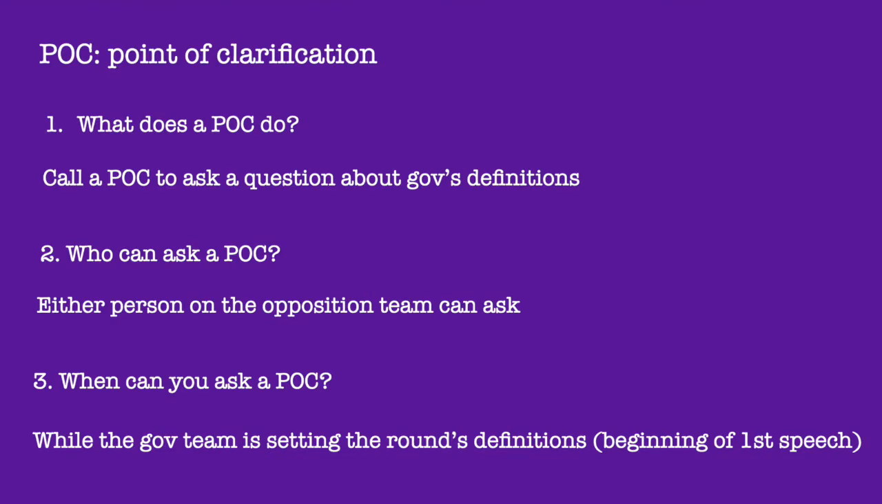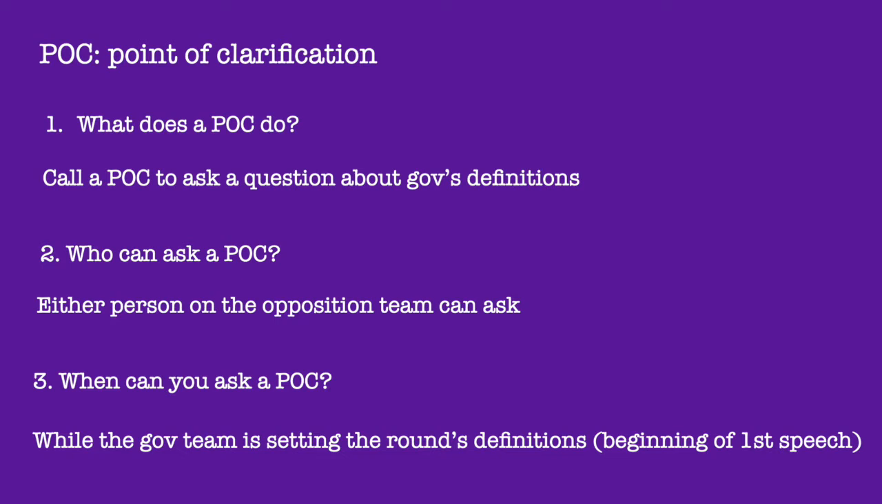So first up is a POC, or a point of clarification. Points of clarification are probably the most uncommon form of questions, and you might not ask or receive one every round, but that doesn't mean they're not important. So what does a POC do? You call a POC to ask a question about the government's definitions. For example, if the Gov defines this House as Bill Clinton, and you'd like to know whether it's Clinton in his first or second term.